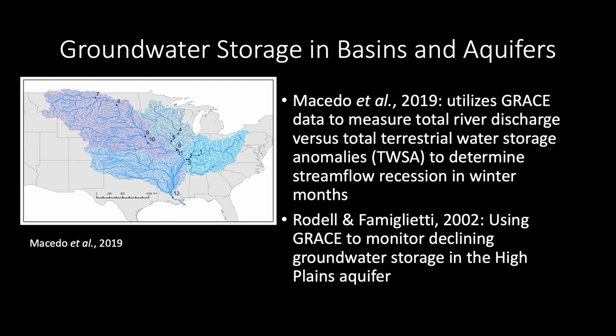Macedo et al. in 2019 actually utilized GRACE data to measure the stream flow recession in 12 different subbasins of the Mississippi River Valley. The Mississippi River Valley is what's shown in this image to the left here. And as you can see, there are 12 dots. Those dots represent stream flow gauges. Using GRACE data to look at total groundwater storage, which is the terrestrial water storage anomaly, TWSA, which has a resolution of about 200,000 kilometers. That sounds not great, but it's actually pretty good for a basin of this size.